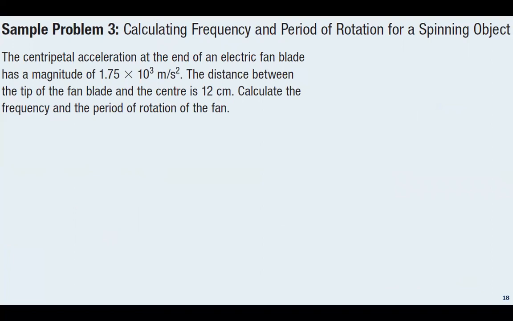The centripetal acceleration at the end of an electric fan blade has a magnitude of 1.75 times 10 raised to the power of 3 meters per square second. The distance between the tip of the fan blade and the center is 12 centimeters. Can you calculate the frequency and the period of the rotation of the fan? Okay, I'll give you 5 minutes to consider this question separately, and then we'll have a look at the solution together. Okay, you can start now.